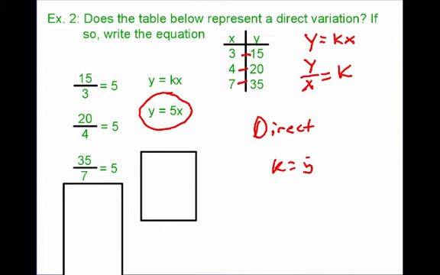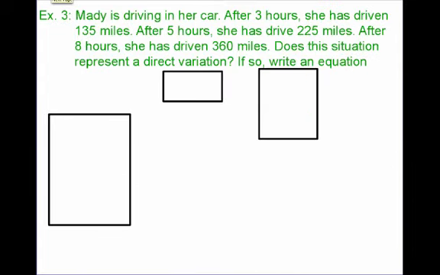All right, so let's try a word problem. It says, Maddie is driving in her car. After 3 hours, she's driven 135 miles. After 5 hours, she's driven 225 miles. After 8 hours, she's driven 360 miles. Does this represent a direct variation? If so, we need to write the equation.